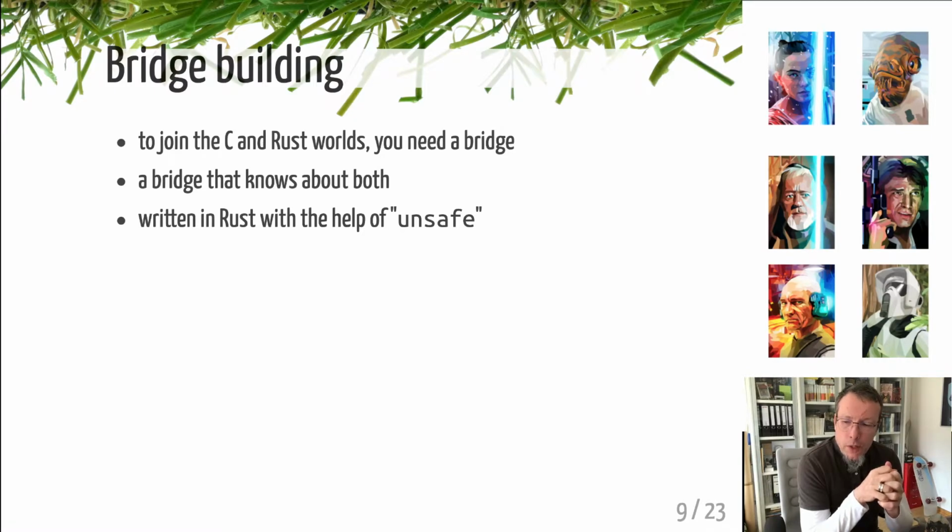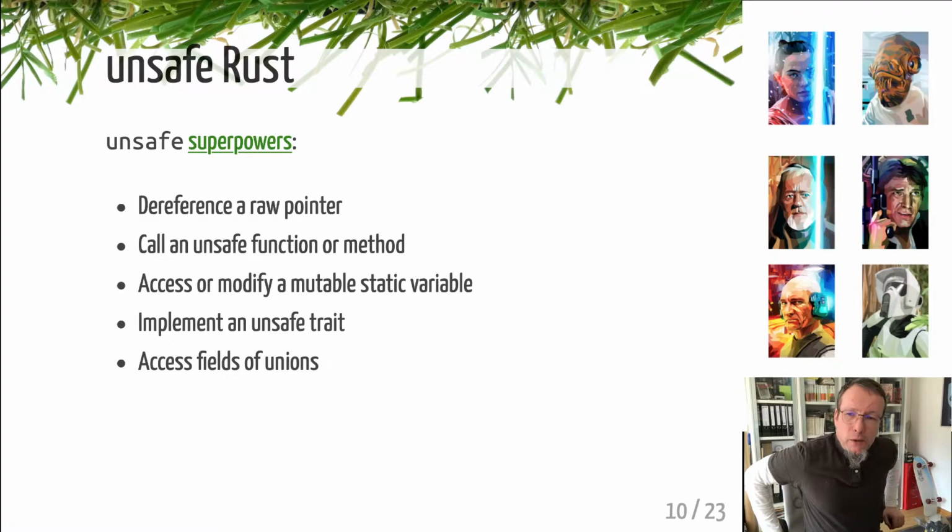And since C has no knowledge of Rust, but Rust has knowledge of other foreign languages, they have a mechanism which you might have heard of also, which is the unsafe feature in Rust. And unsafe gives a coder who writes Rust code some superpowers. In unsafe Rust code, you can dereference a raw pointer. You can call other unsafe functions or methods. You can access or modify a mutable static variable, which is normally forbidden, that you have multiple globally visible mutable variables. You can implement an unsafe trait. A trait is something in Rust you can think of as an interface or abstract base class, except it isn't really, but something similar. And you can access fields of a union.